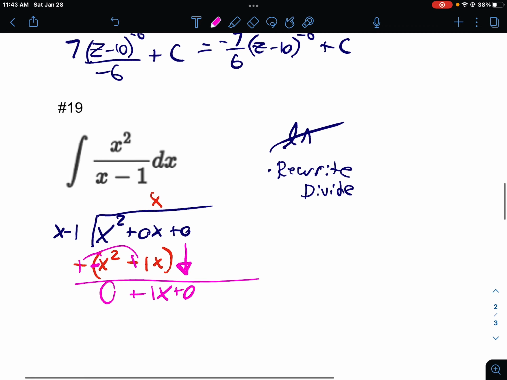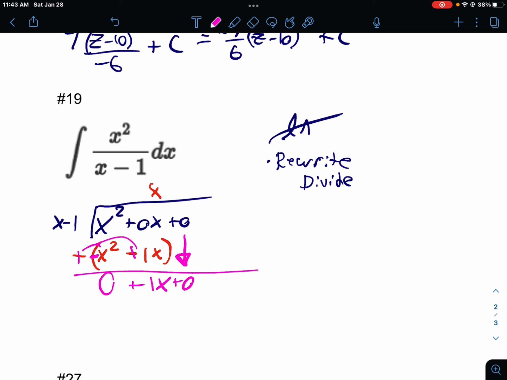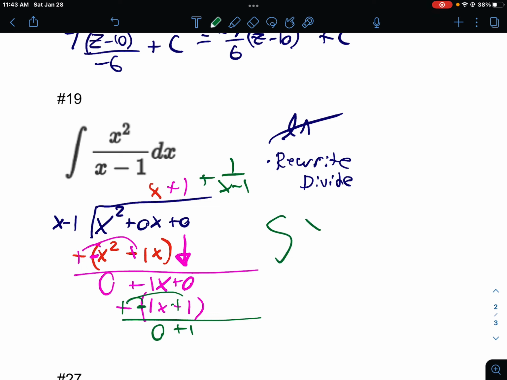So now we have to cancel this as well until we can't cancel anymore. So what do we multiply 1x by to get 1x? Well, by 1. So we're going to bring this down, 1x minus 1. And we're going to subtract these. So this requires us to change our signs. We're going to distribute the negative, change all of our signs, and we end up getting 0 plus 1. So what this means is we have a remainder of 1 over x minus 1. Okay. So now that we have this, we now can rewrite the integral of x squared over x minus 1 dx as the integral of x plus 1 over x minus 1 dx.